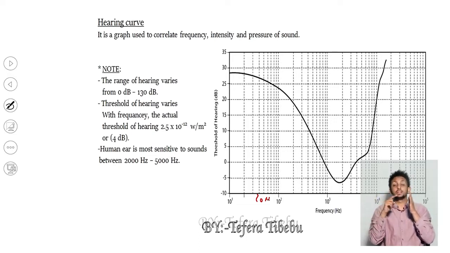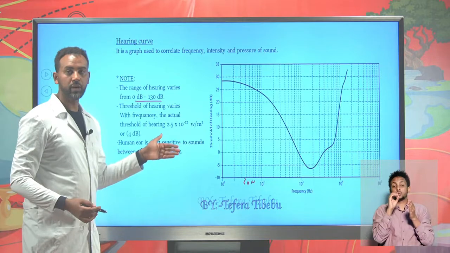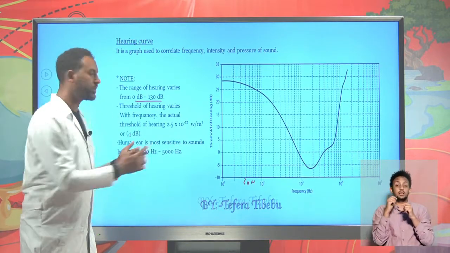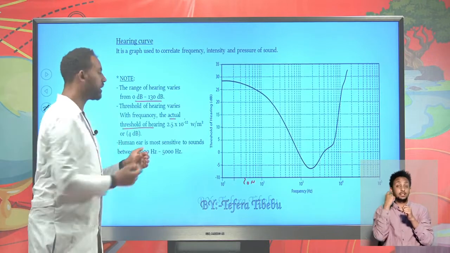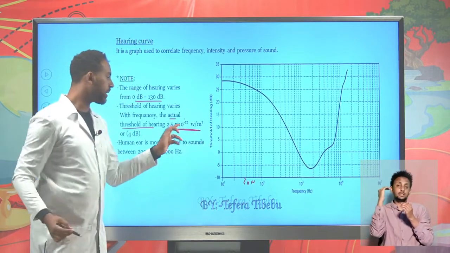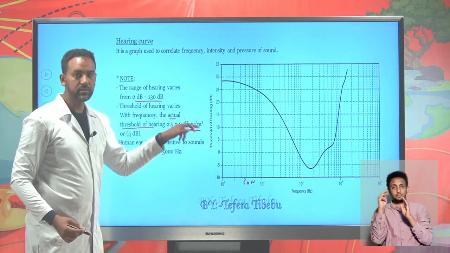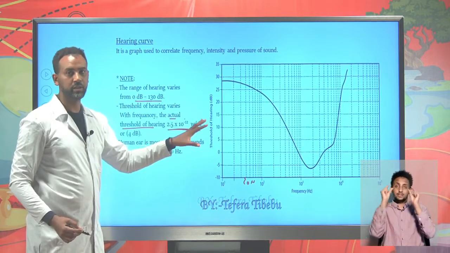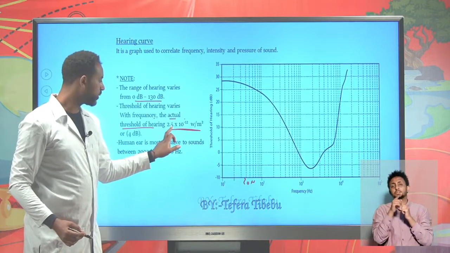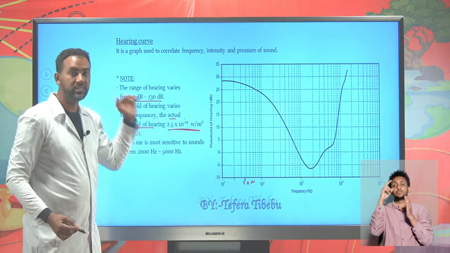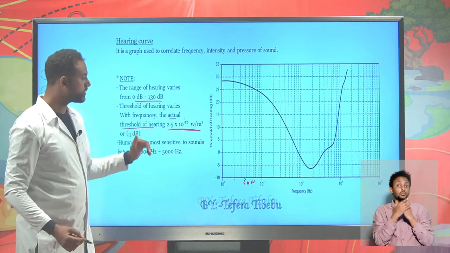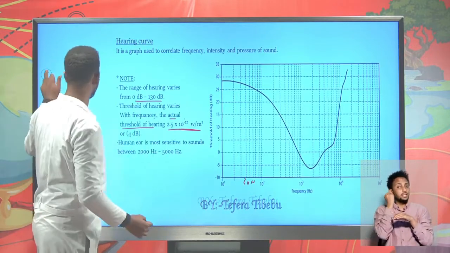The range of hearing varies from 0 decibel to 130 decibel. Then the actual threshold of hearing of the human ear is 2.5 times 10 to the power of minus 12 watt per meter squared. In your textbook, you can see every number on this graph, so that it's 2.5 times 10 to the power of minus 12. This is the actual hearing of the human ear. So this is what you call the hearing curve.